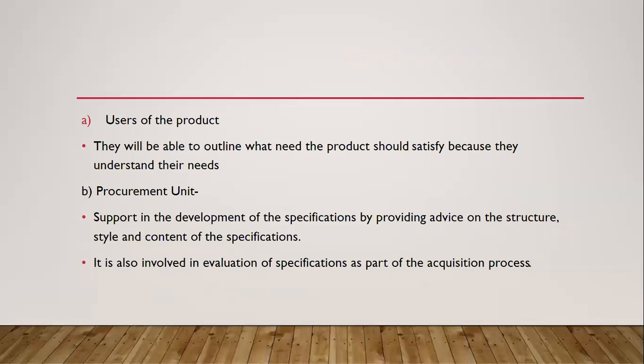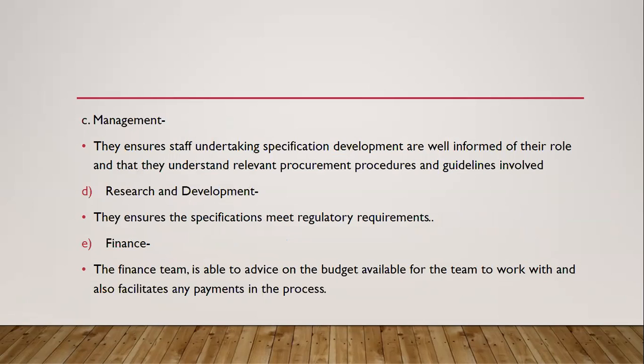Number one is the user of the product. The person who is going to use the product, or the user department, must be involved when you're coming up with a specification. The other important one is the procurement unit. You must involve the procurement department when you're coming up with a specification. You must also involve the marketing and the management of an organization. The top managers must be involved when you're coming up with a specification on a particular product or a service.